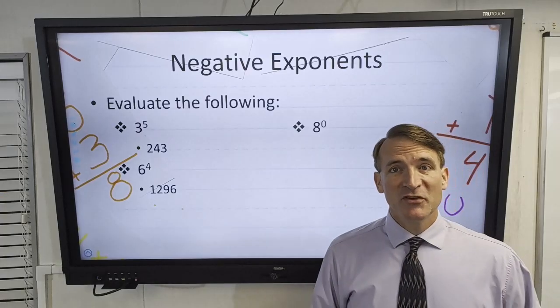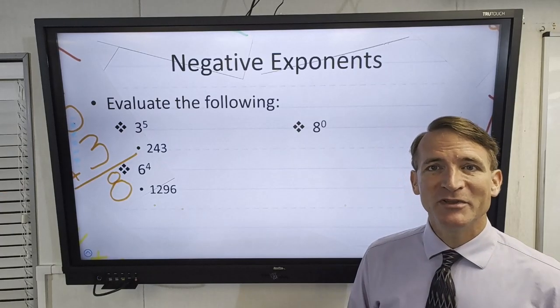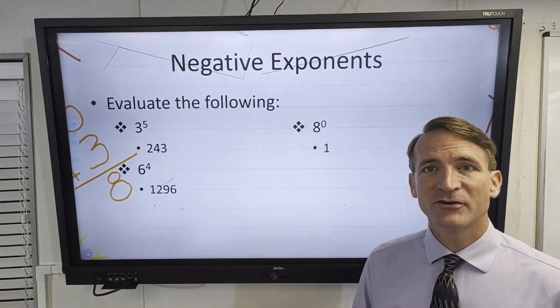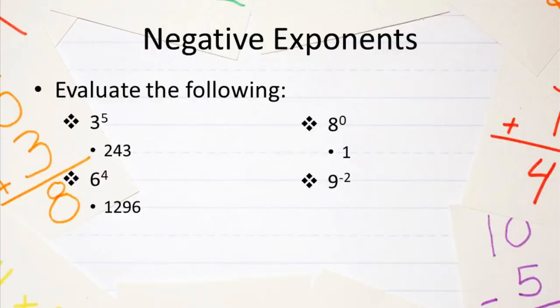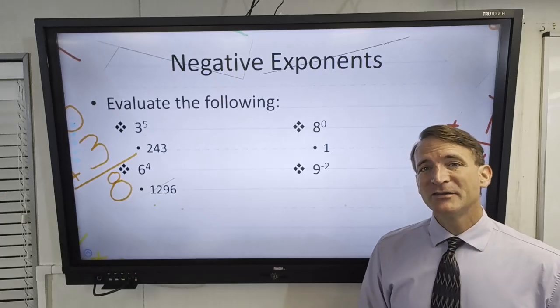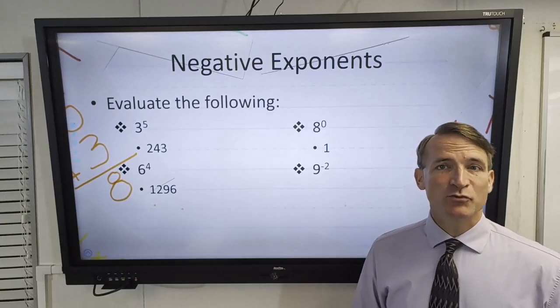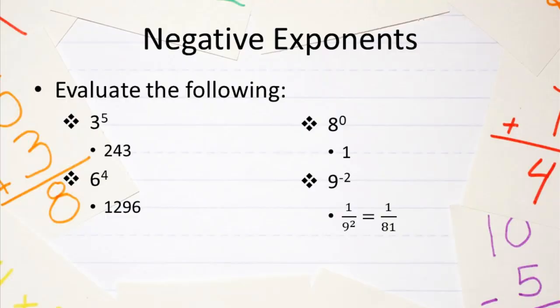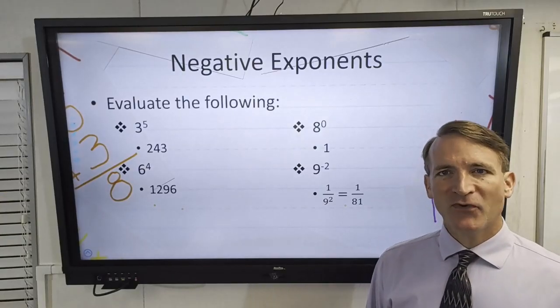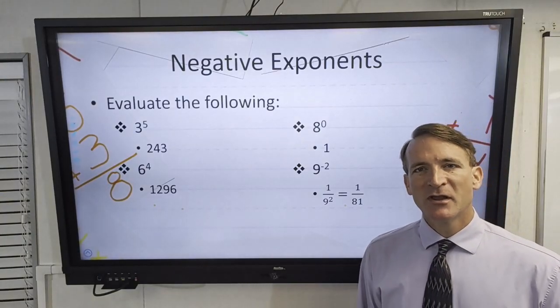What about 8 to the 0 power? Well, as was mentioned before, anything to the 0 power is going to be 1. So your final answer is indeed 1. What about 9 to the negative 2 power? Nine to the negative 2 would be the same as writing 1 over 9 squared. And since 9 squared is 81, we have 1 over 81. Go ahead and leave them as fractions unless it says otherwise.